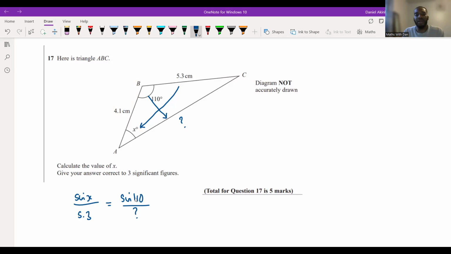Now, can somebody tell me what do I need to do? What rule do I need to use to calculate that side with the question mark? Exactly. Thank you very much, Emilio. It's the cosine rule. And how do you know which rule to use? This is very important. Well, when you're dealing with the cosine rule, I'll just show you.